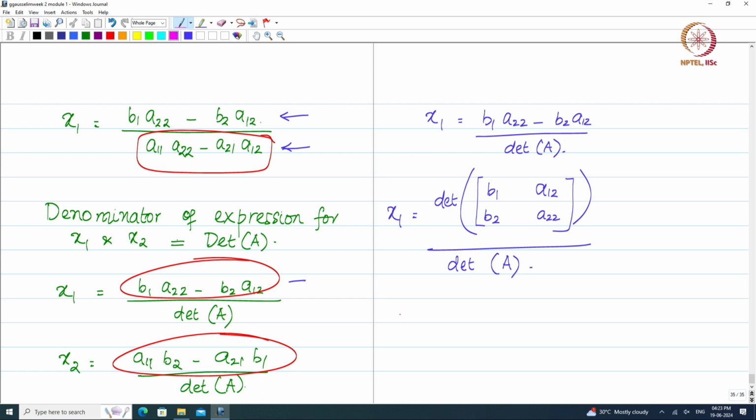Similarly, if you look at x2, the expression for x2 also is the same, but we see that the first column of A is retained. So, I am going to have x2 equal to the determinant of this matrix, wherein the first column of the matrix, A11 A21, is retained, and the second column of A is replaced with the right hand side column vector, that is B1 and B2 that we have.